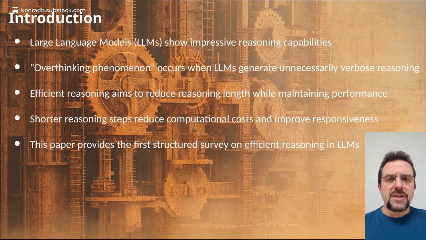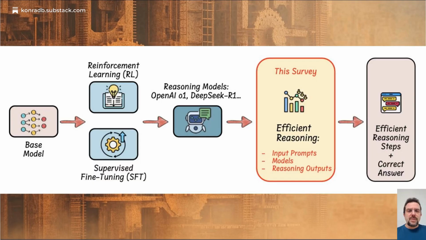The paper surveys methods to achieve efficient reasoning by optimizing the length of reasoning sequences without sacrificing accuracy, categorizing approaches into model-based, reasoning output-based, and input prompts-based methods. Figure 1 illustrates the development pipeline for efficient reasoning in LLMs.